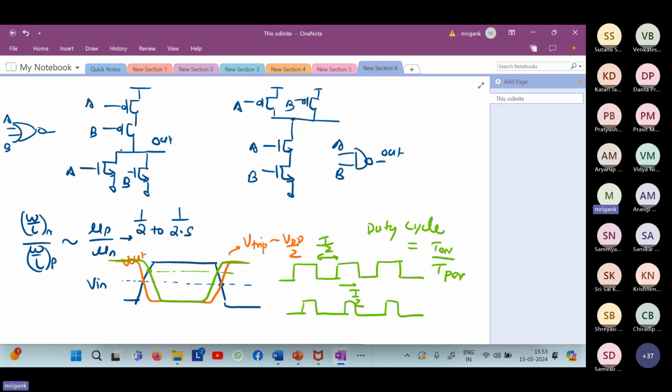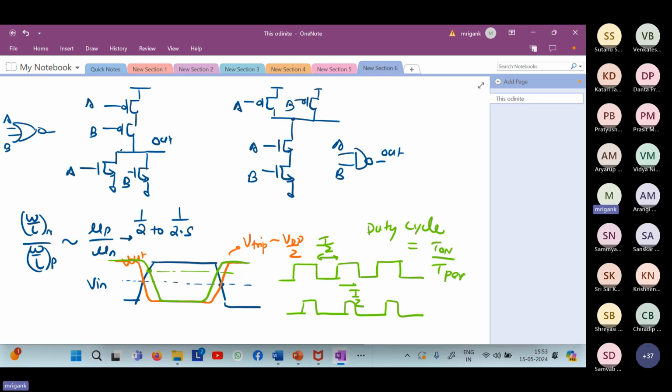Just now we discussed, right? From the orange curve to the green curve, which one has become stronger? PMOS. PMOS has become stronger because earlier, for a lower input voltage level, the output was going down. Now it is taking a higher input voltage to pull the output down. Therefore, the PMOS has become stronger, or you can say NMOS has become weaker.